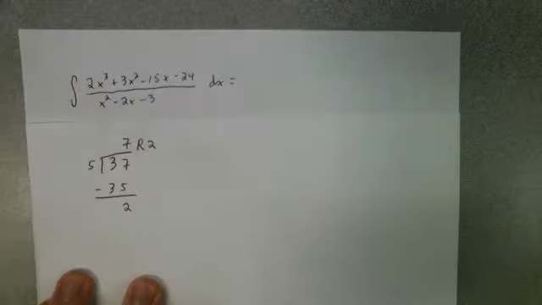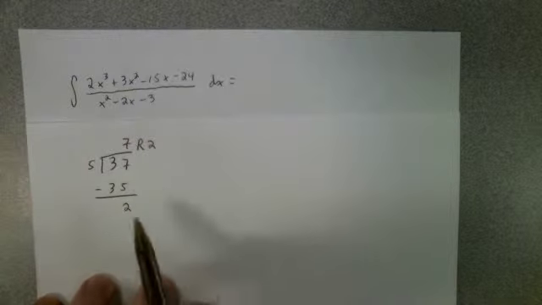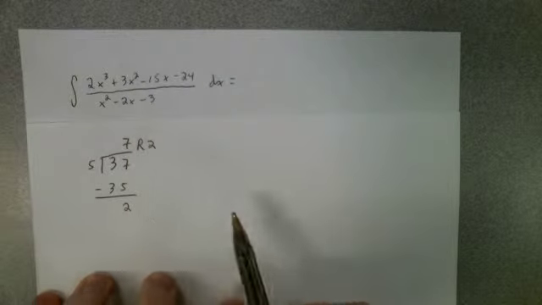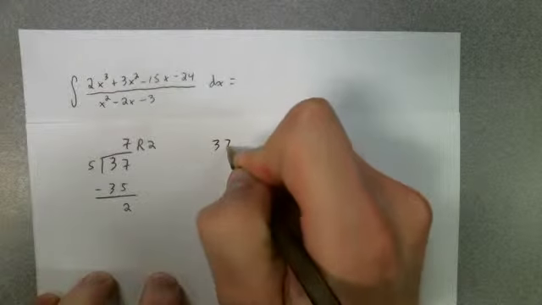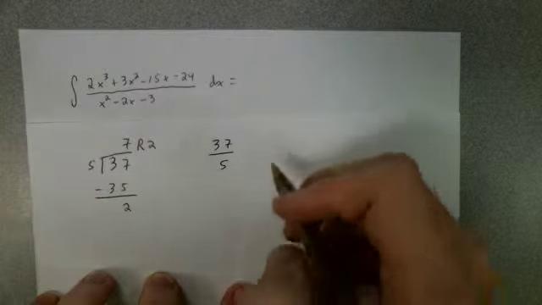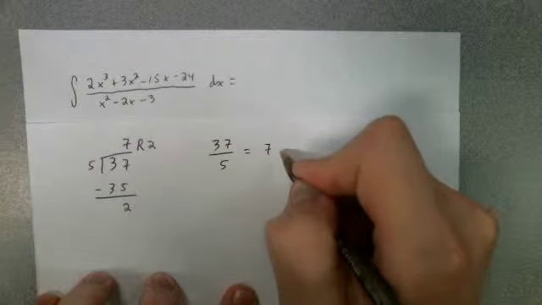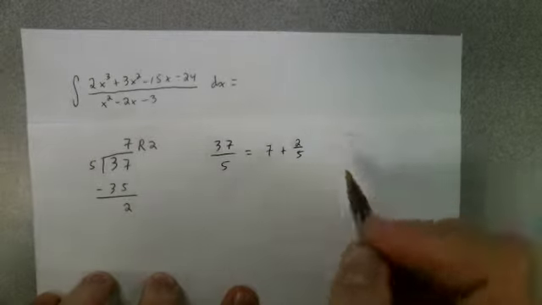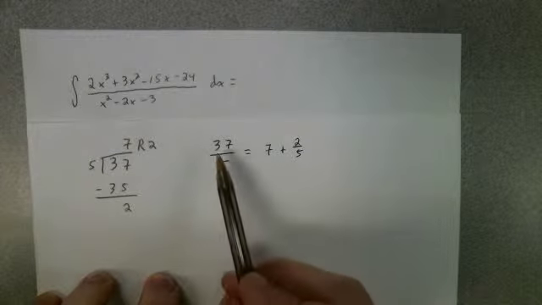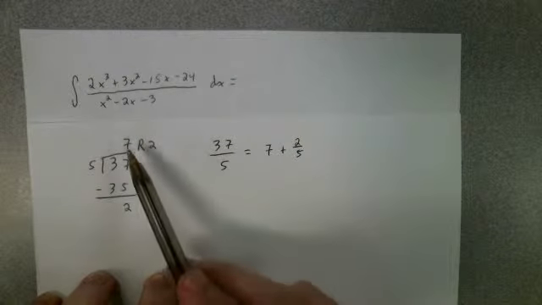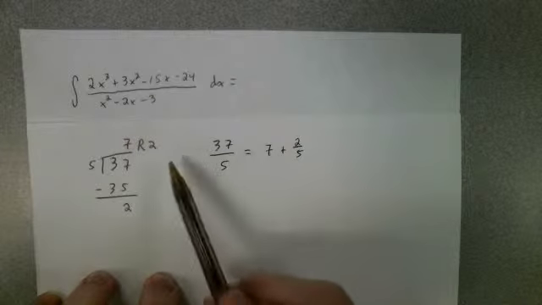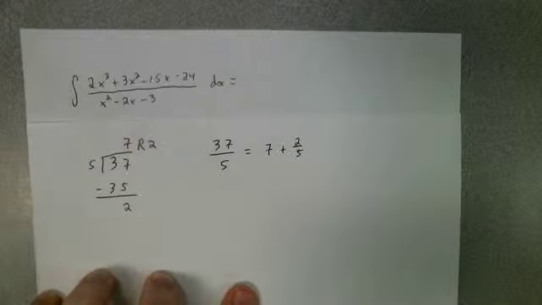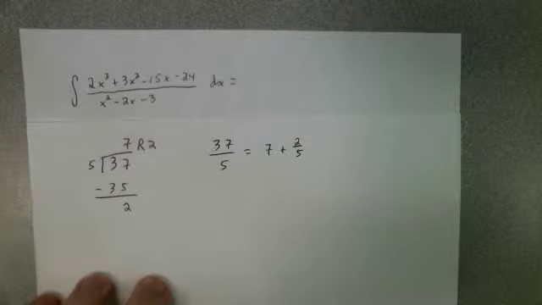Way back when you first learned long division, you would write down this: 37 divided by 5 is 7, remainder 2. Another way of writing that is 37 divided by 5 is 7 with 2/5 left over. So when you do long division of 37 divided by 5, we see the 7 went here, we see the 2 went here, and we see the 5 went here. We'll keep that in mind when we do long division of polynomials.